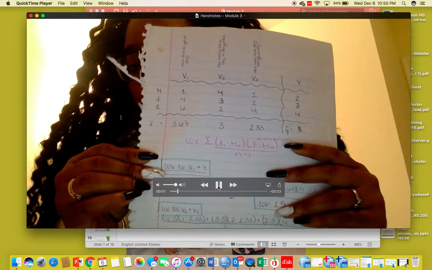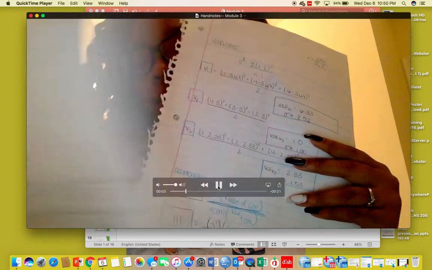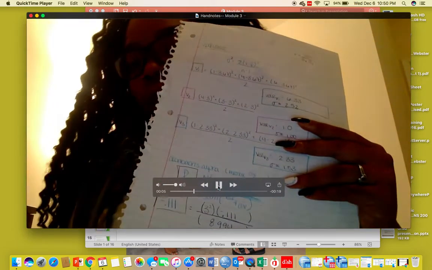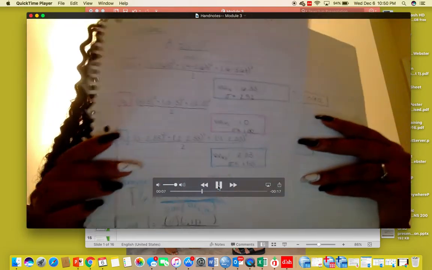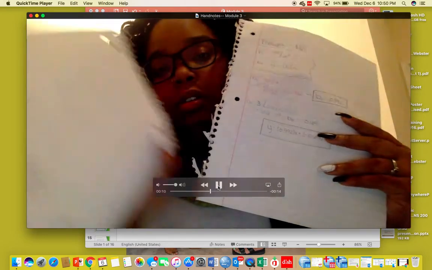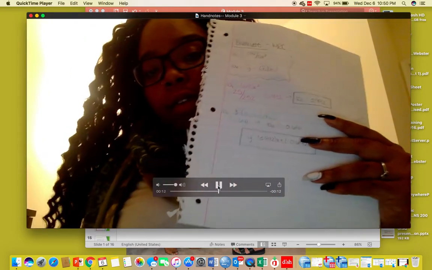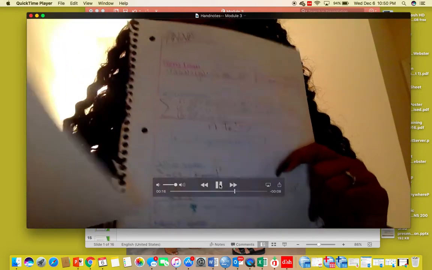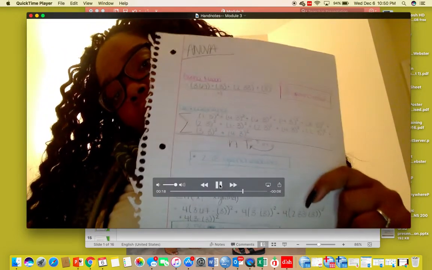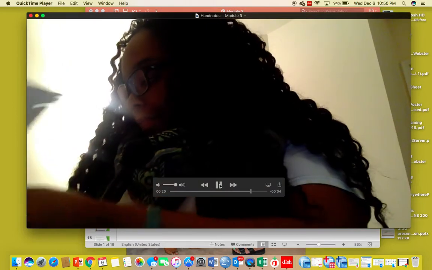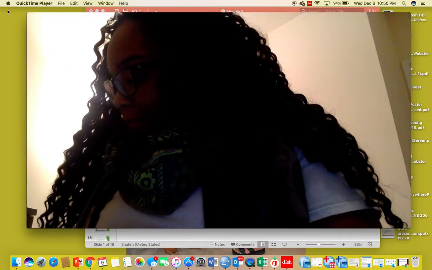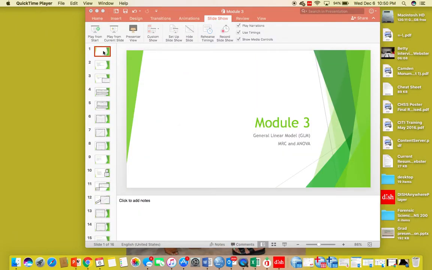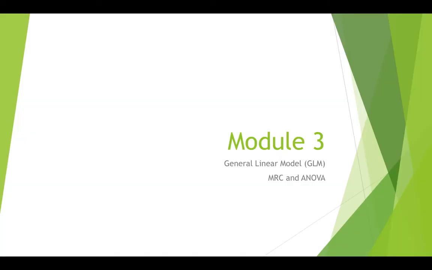So these are the handwritten calculations, and I took the last module, the covariance and variances of those, and used that bivariate. Okay, perfect. So let me go ahead and get started with the actual module.